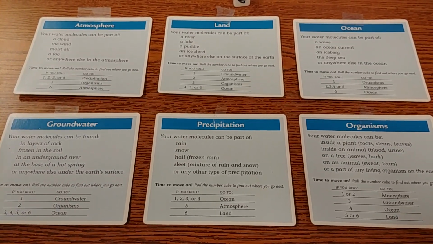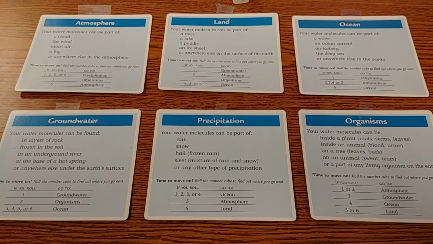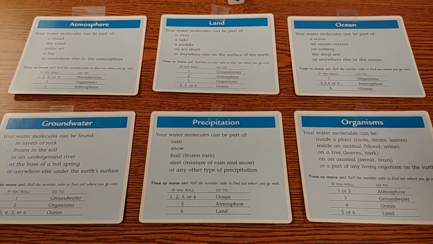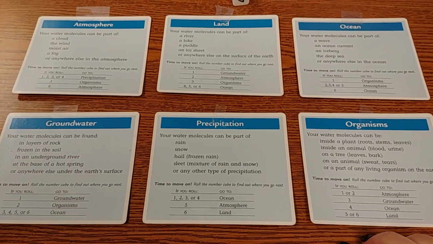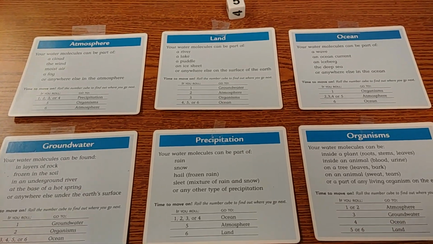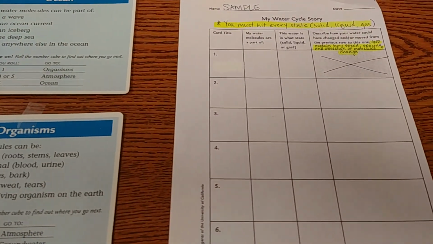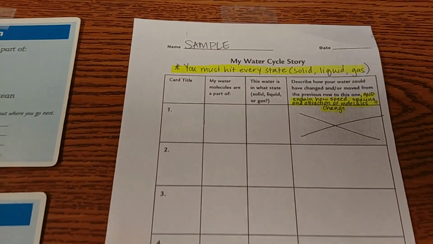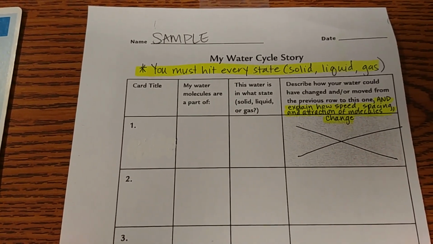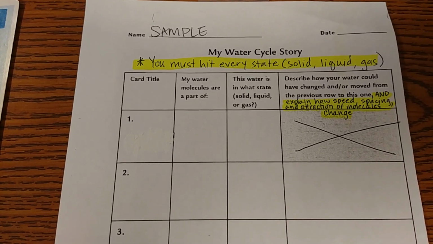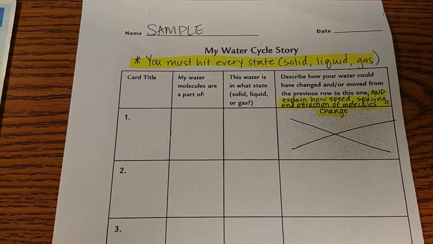Hey guys, I'm just here to explain to you how to do Activity 62, which is to play this water cycle game and then develop your water cycle story. So I'm going to show you how to use the cards because it can get a little bit confusing, and then how to fill out this corresponding sheet that goes with it. If you don't have this sheet, like if you're at home looking at this lesson, it's pretty easy to set up a table just like this.